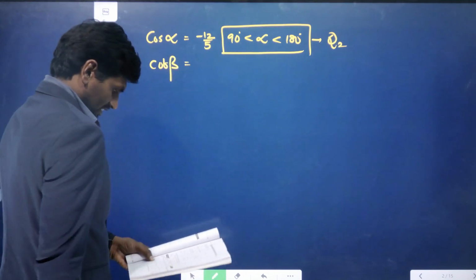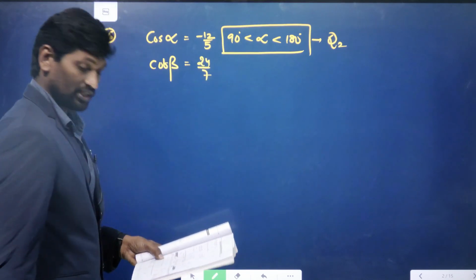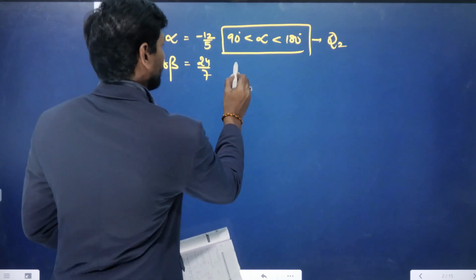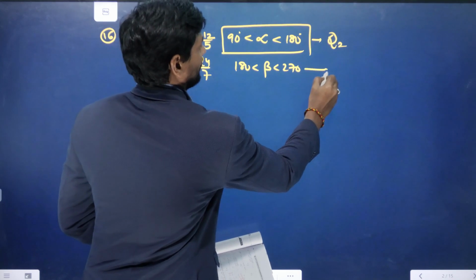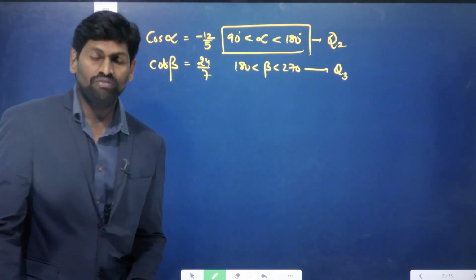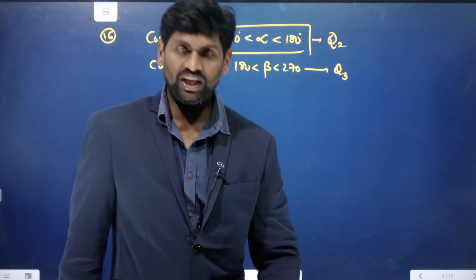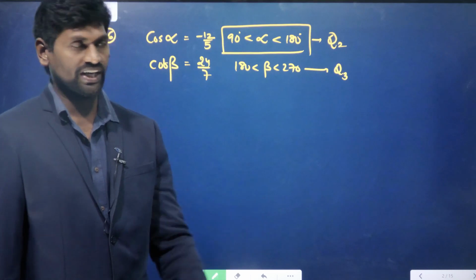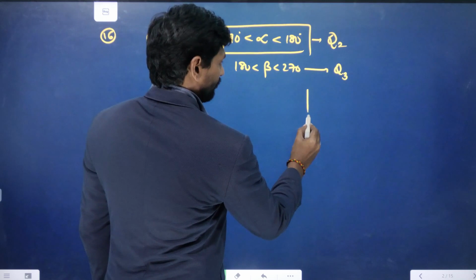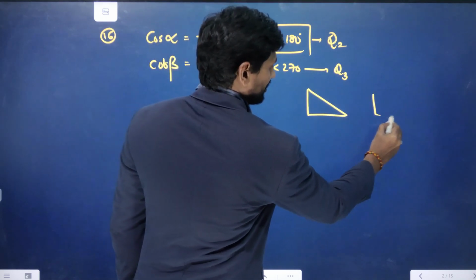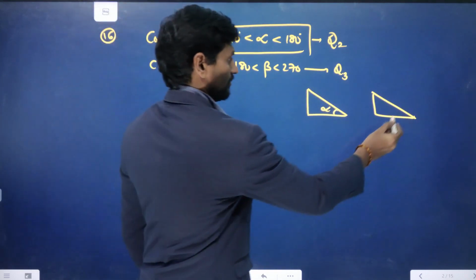One more value is given, that is cot beta, whose value is 24 by 7, and beta lies between 180 and 270, nothing but quadrant 3. Now we need to identify tan alpha plus beta. In which quadrant does it lie? Okay? So from this I am drawing two right angle triangles, one with alpha as an acute angle and the second with beta as an angle.